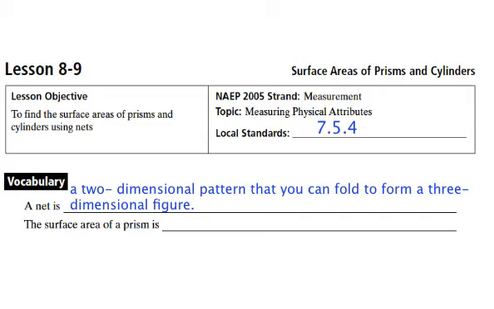A net is a two-dimensional pattern that you can fold to form a three-dimensional figure. When we looked at the 3D shapes the other day, the clear ones that had colored pieces inside of them that you could pull out were the nets. The colored pieces were the nets. The surface area of a prism is the sum of the areas of its faces. If you need more time to finish copying down these two definitions, pause the video.